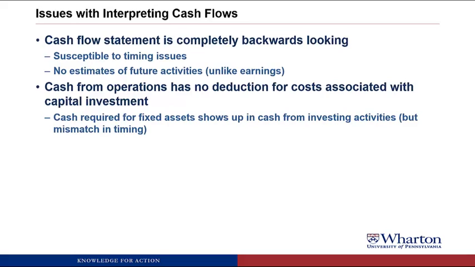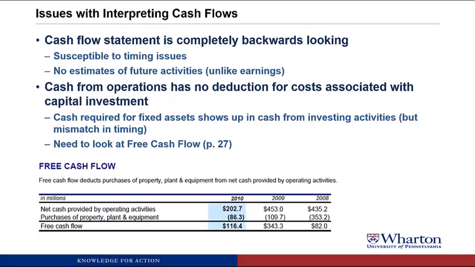But one of the ways we try to get around the fact that cash from operations doesn't have this deduction for the cost of capital investment is to look at free cash flow. So on page 27 of the Vulcan report, and you can go look it up if you want, they provide this little chart which shows their free cash flow. And so we can see they have cash from operations of 202, which we saw before. They subtract purchases of property, plant, and equipment from the investing section. So that's their cost of investment in heavy equipment and acquiring land and so forth. And once you take that out, they still have a positive free cash flow of 116.4. So actually they're generating enough cash to cover their investment.